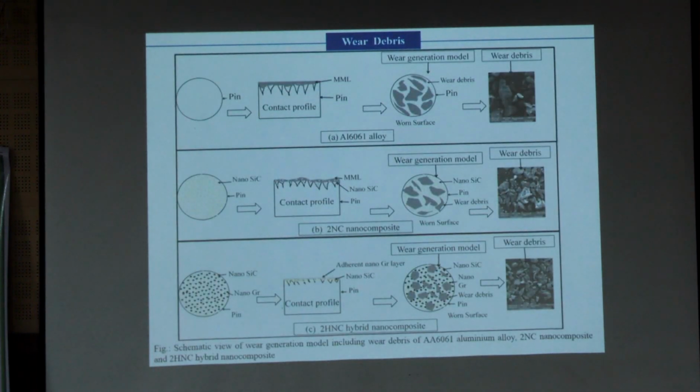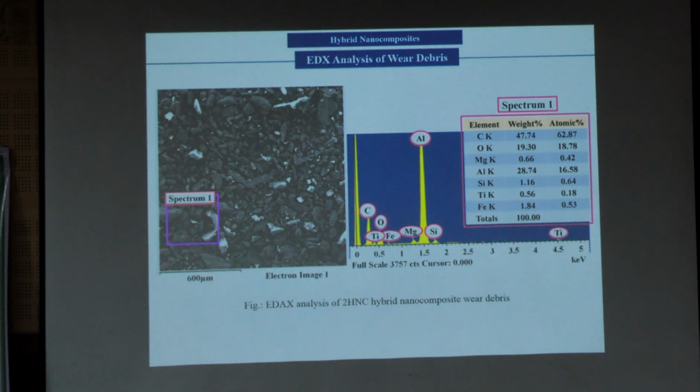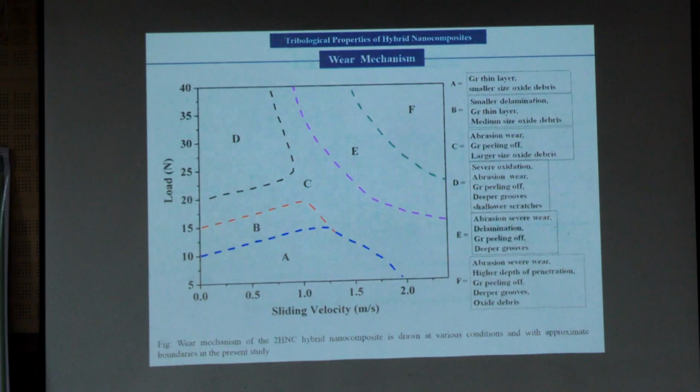So this is again the wear debris analysis. You see the wear debris at different conditions. This is for the base alloy, this is for the nanocomposite, and this is for the hybrid nanocomposite. If you observe, this is more uniform wear debris, so the wear is uniform, the wear rate is less and the coefficient of friction is less, right? So this is also analysis of wear debris, EDX analysis, and this is the wear mechanisms.